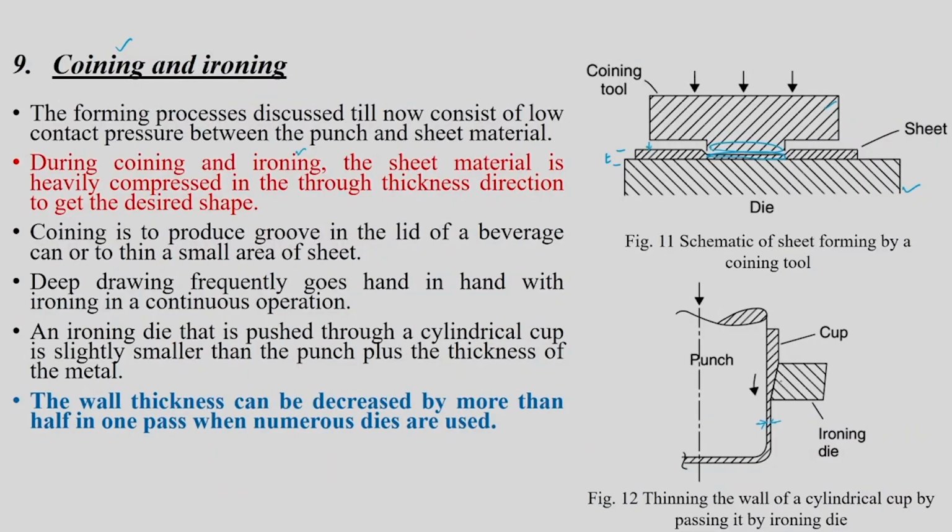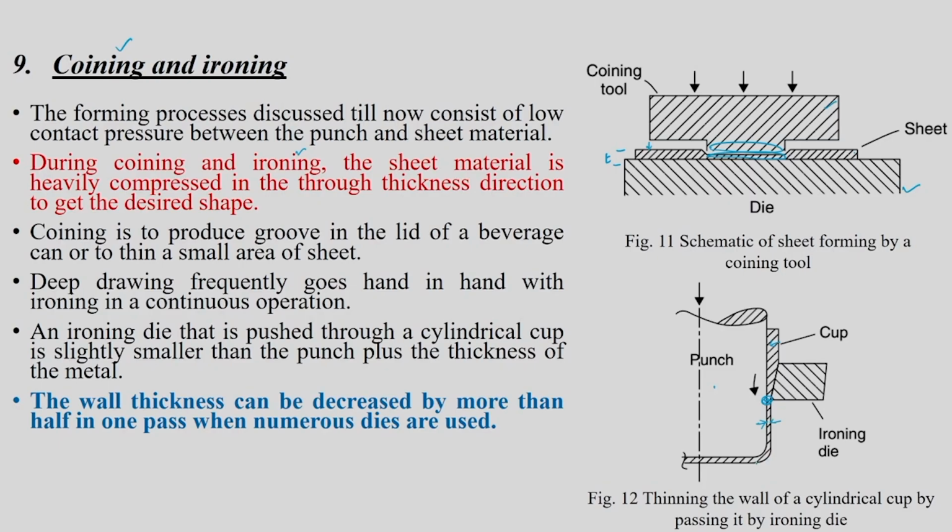Okay, ironing will happen. You can see that this is your sheet and this is the cup that is formed with the same punch, and you have an ironing die. You will see that the cup is going to take this clearance, this particular clearance dimension it is going to pick up. So, you will see that the thickness is actually getting reduced while the cup comes out.